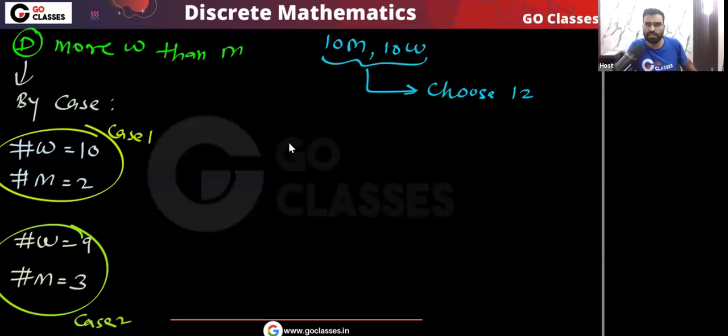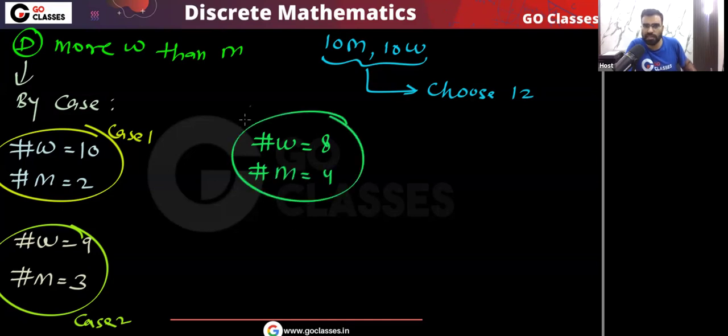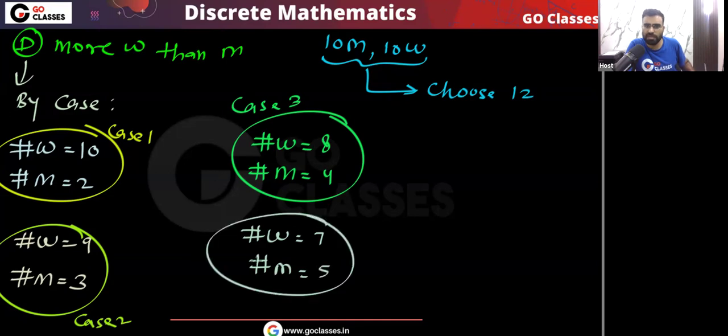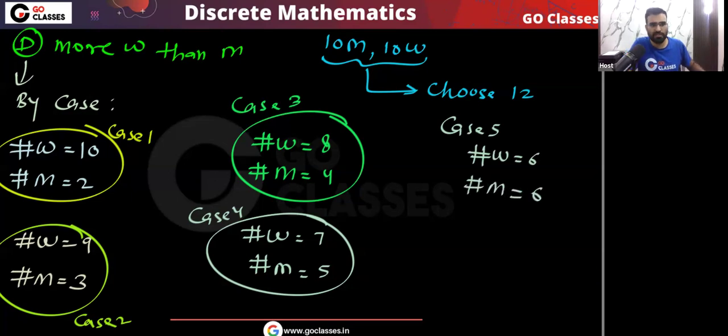I hope you understood. Like this, another case is number of women 8, so number of men will be 4. This is case number 3. Another case is number of women equal to 7, number of men equal to 5. This is case number 4. Like this, you can create case number 5: number of women 6, so number of men 6. But this case we should not count.